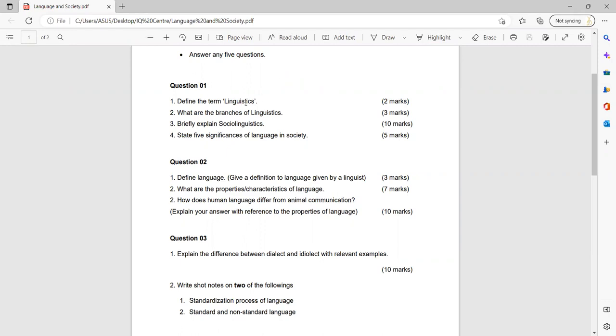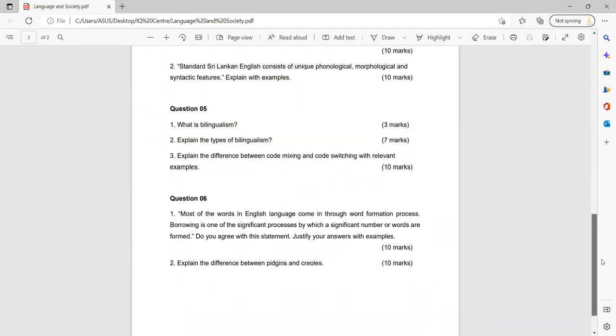Okay, so in some questions there are 4 questions, and for some questions there are 3 questions, and for example, let's go to the last question. You can see only 2 questions, 10 marks per each. Okay, some questions have 2 or 3 questions under them.